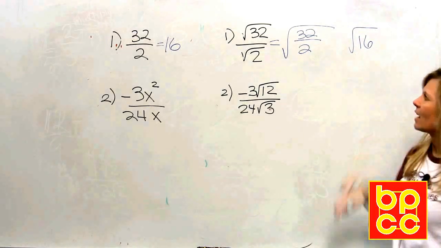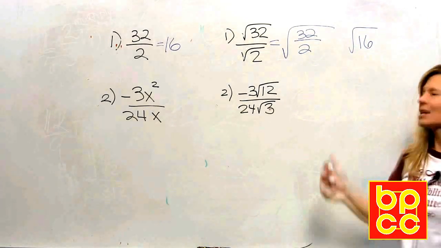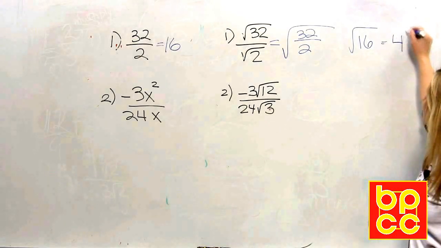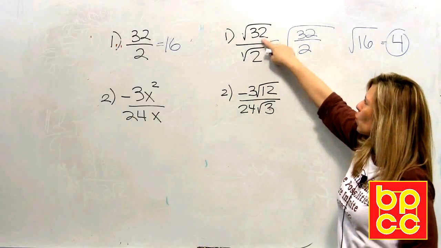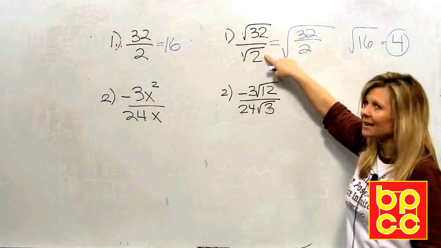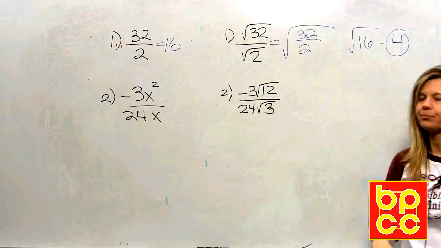Now, can that be the final answer? Well, no. What is the square root of 16? 16 is a perfect square, so the answer is 4. So the rule is, if both numbers are in a square root symbol, you divide them. It's really like rewriting it as a fraction.